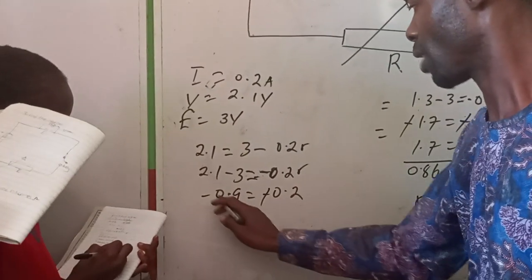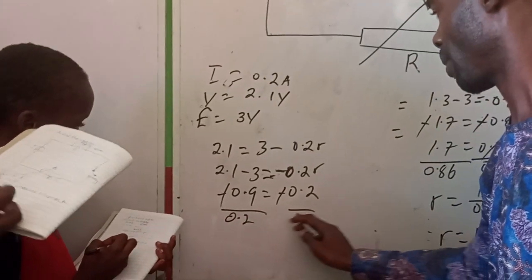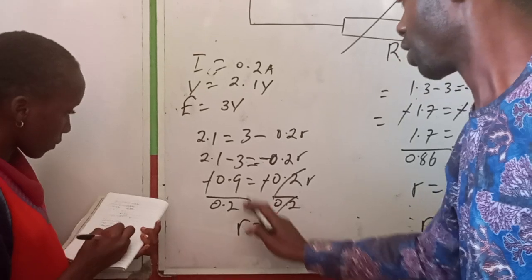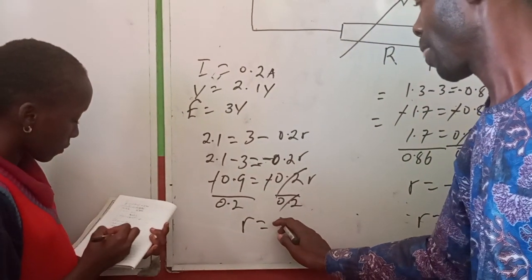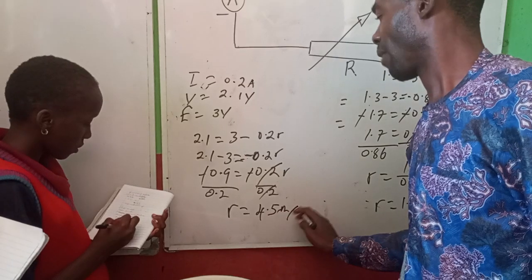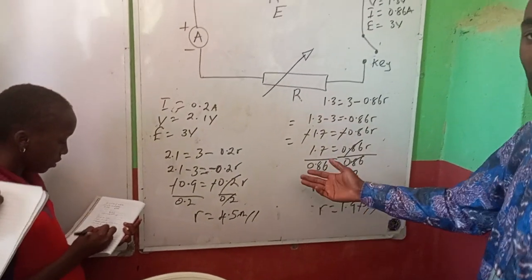Now, minus we cancel minus. We divide by 0.2, divide by 0.2. This is our R. Then R will be what? 4.5 ohms. This is our internal resistance. Are you following? Yes, sir.